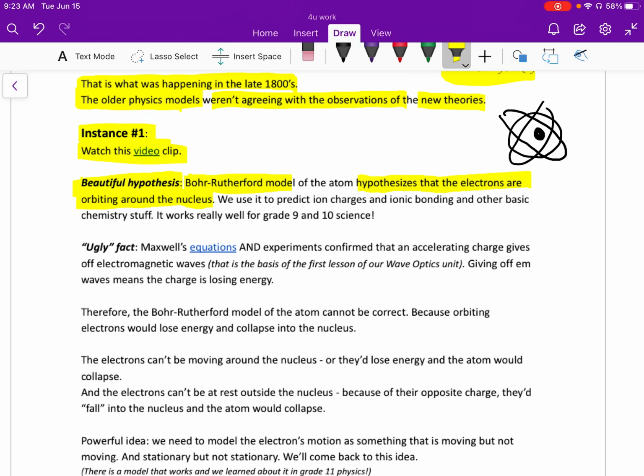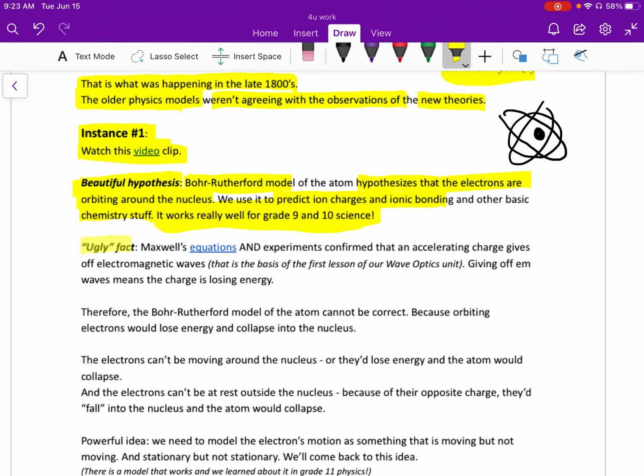It's a great model. We use it to predict ion charges, whether something comes 2 plus or 1 minus. We use it for basic chemistry stuff like ionic bonding. It works really, really well. So it's a model, it's a tool, and it works well in grade 9 and grade 10 science.